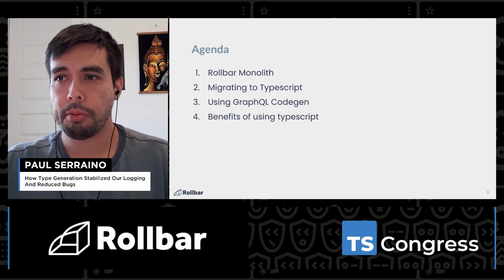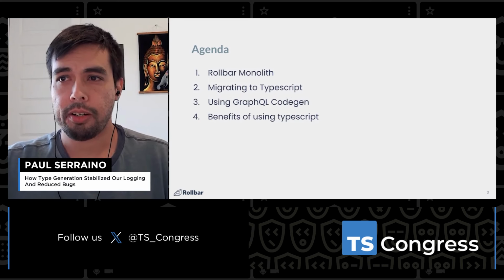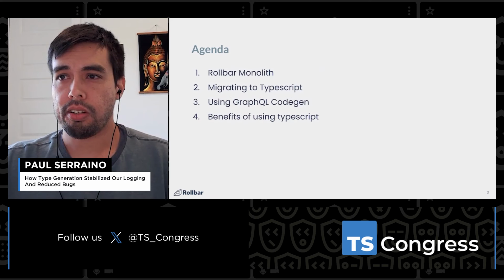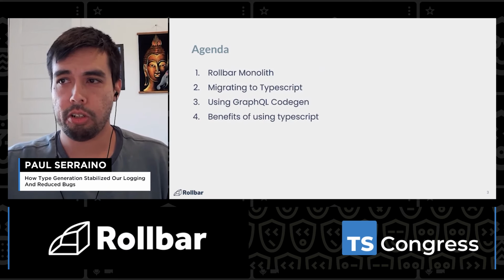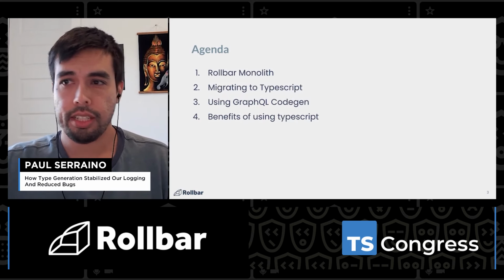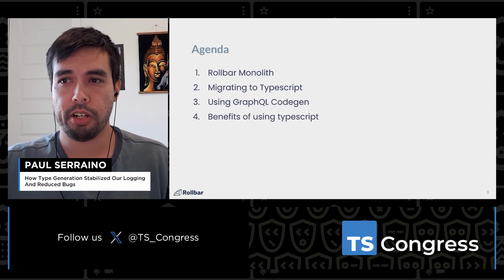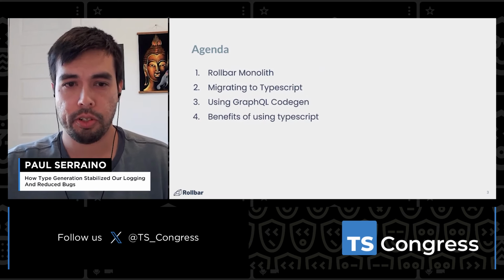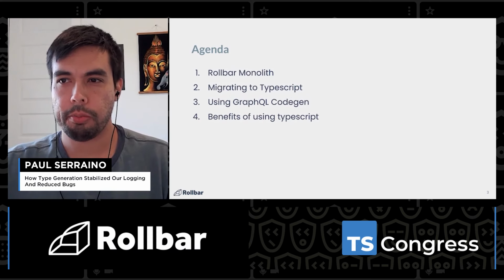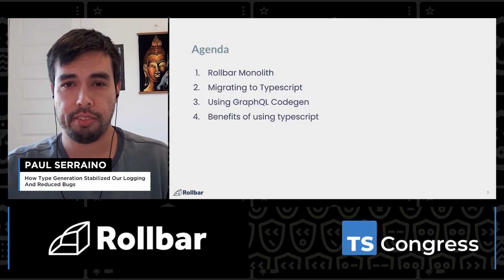So for today's agenda, I'm going to first give a brief introduction into the Rollbar monolith. I'll talk about some of the technical challenges we experienced while maintaining the monolith code. And I'll explain why we made the decision to migrate our code base to TypeScript. Then I'm going to talk about the migration strategy into TypeScript, and I'll provide an overview of the architecture that we decided to implement. After that, I'll discuss how we were using GraphQL CodeGen at Rollbar, and I'll provide a few code examples that will demonstrate various ways we're using CodeGen on both the server side and client side of our application.